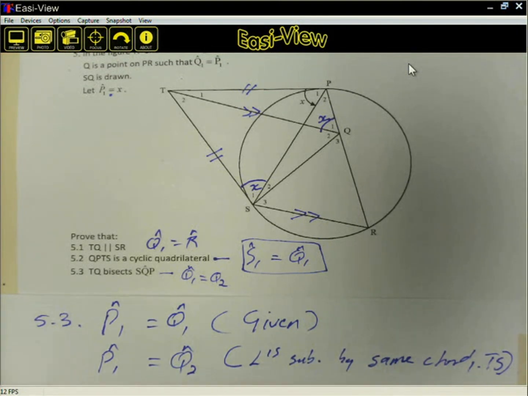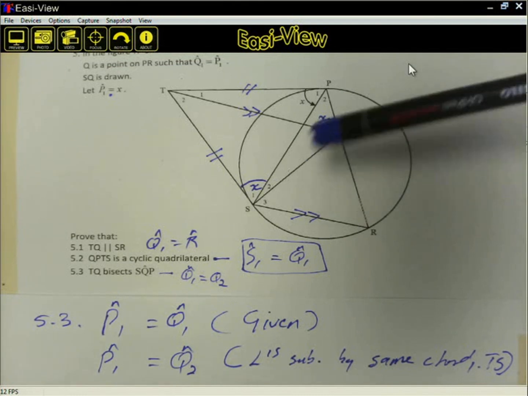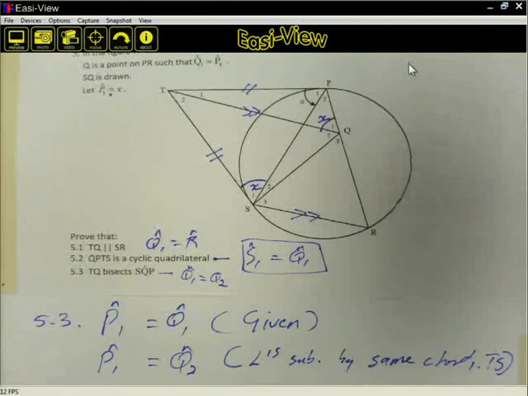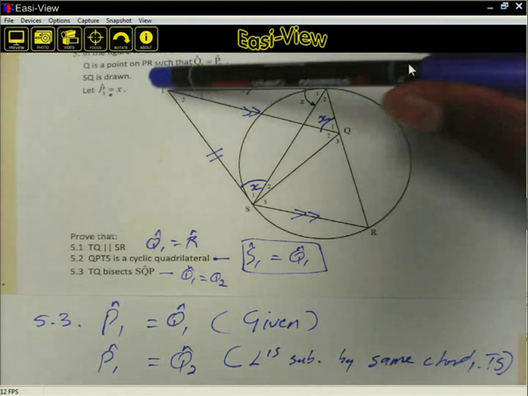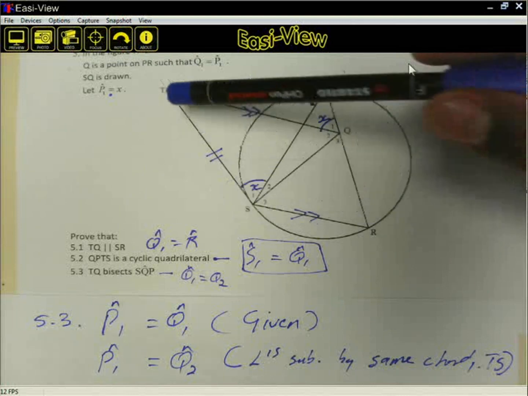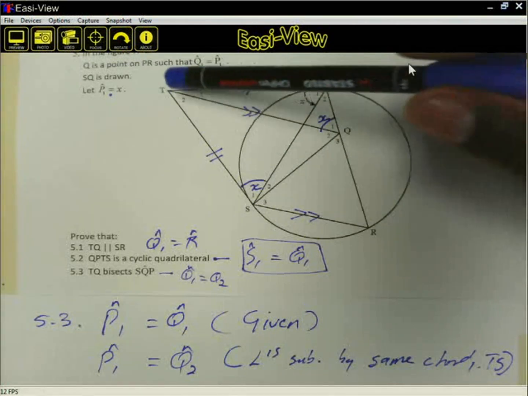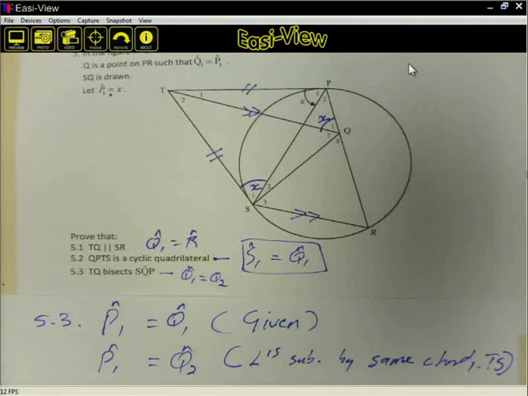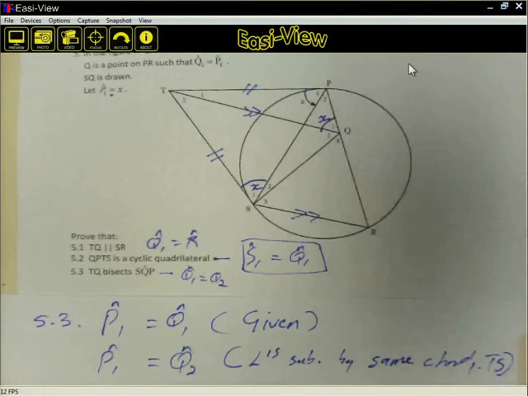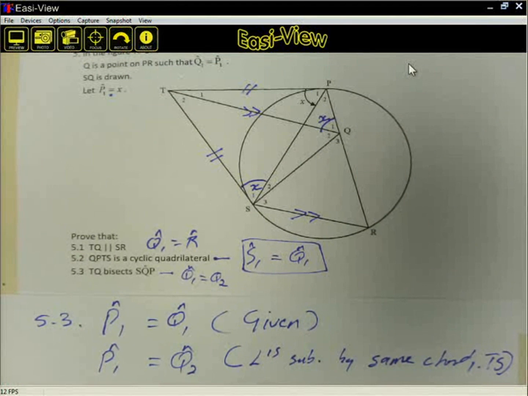Remember, in 5.2, we have proven that QPTS is a cyclic quad. So remember, the sides of a cyclic quad form chords of a circle. Sides of a cyclic quad are basically the chords of a circle. That's why I'm saying TS is a chord. So TS subtends angle P1, and again TS subtends Q2. Therefore, P1 is equal to Q2. Those are the angles subtended by the same chord.